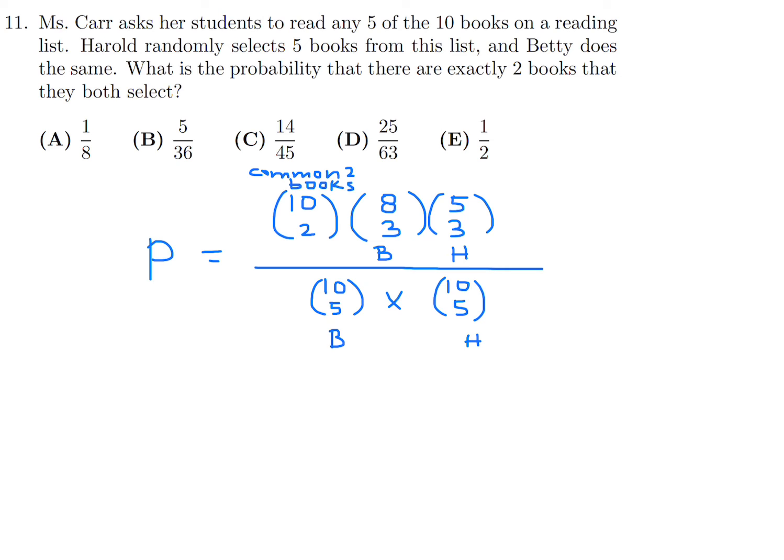And this is the probability. So I'll let you do all the number crunching, figuring out what all of this is. When you do, and you bring it down to lowest terms, it's 25 over 63. Number 11, the answer is D.